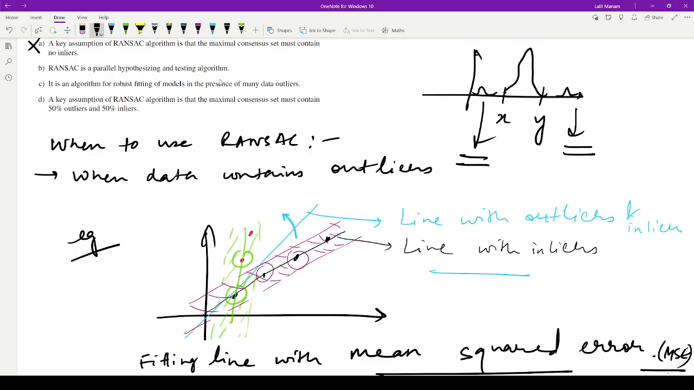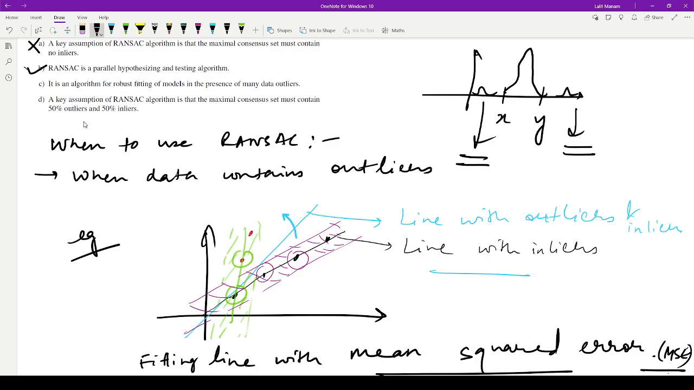Yes. So you can have multiple hypotheses at one point of time and then just push them through CPU cores. Nowadays, you can also use GPU. Based on that, you will get multiple outputs in a shorter span of time. So you can actually parallelize it. I mean, it can be parallelized if you want. Okay. So it is an algorithm for robust fitting of models in the presence of many data outliers.